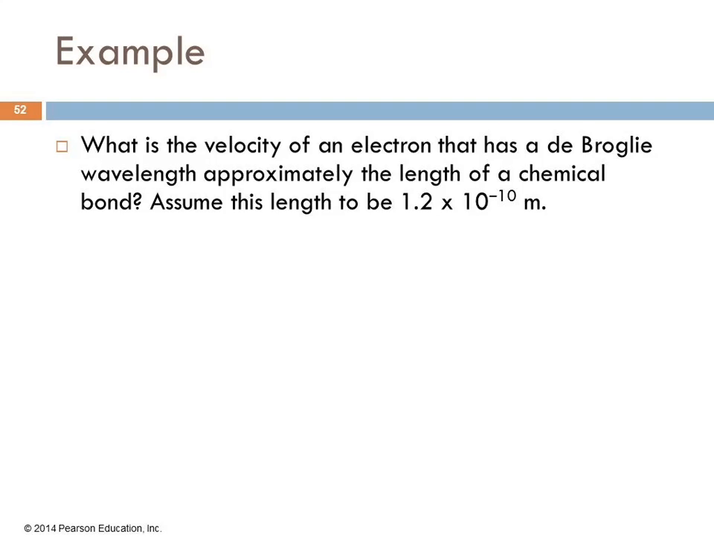So we were just looking at the equation there. Lambda is h over mv. Did I leave something out? That's right, isn't it? H over mv. And h equals 6.63 times 10 to the minus 34th joule seconds.